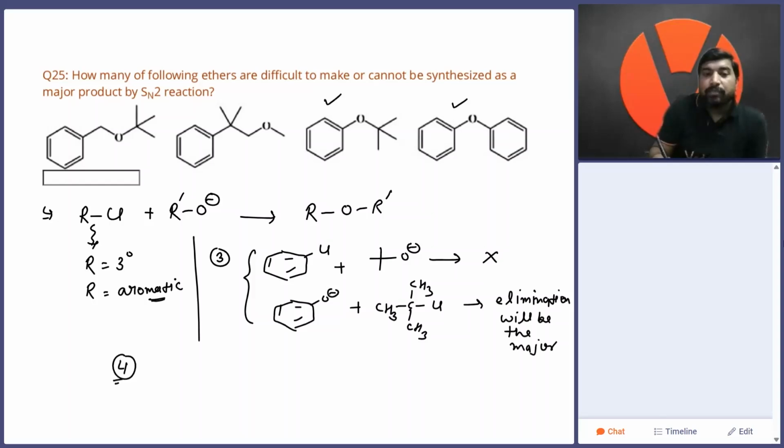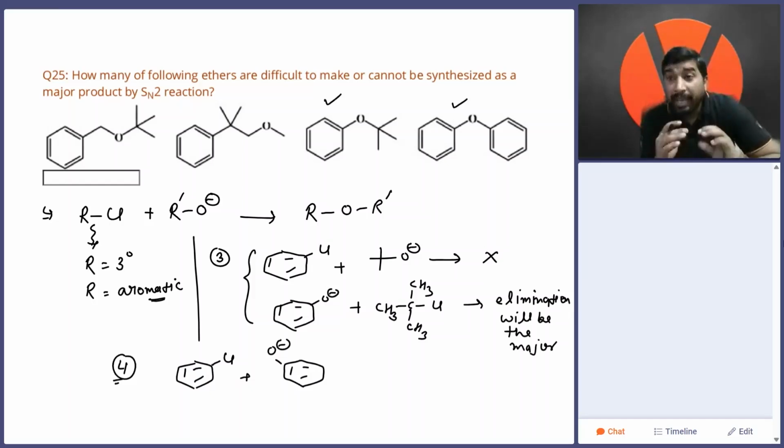Let's discuss case 4. In this case, if I take this Cl and it reacts with this O minus. You know, in aryl halide, nucleophilic substitution is difficult. So in this case also, this ether will not form.